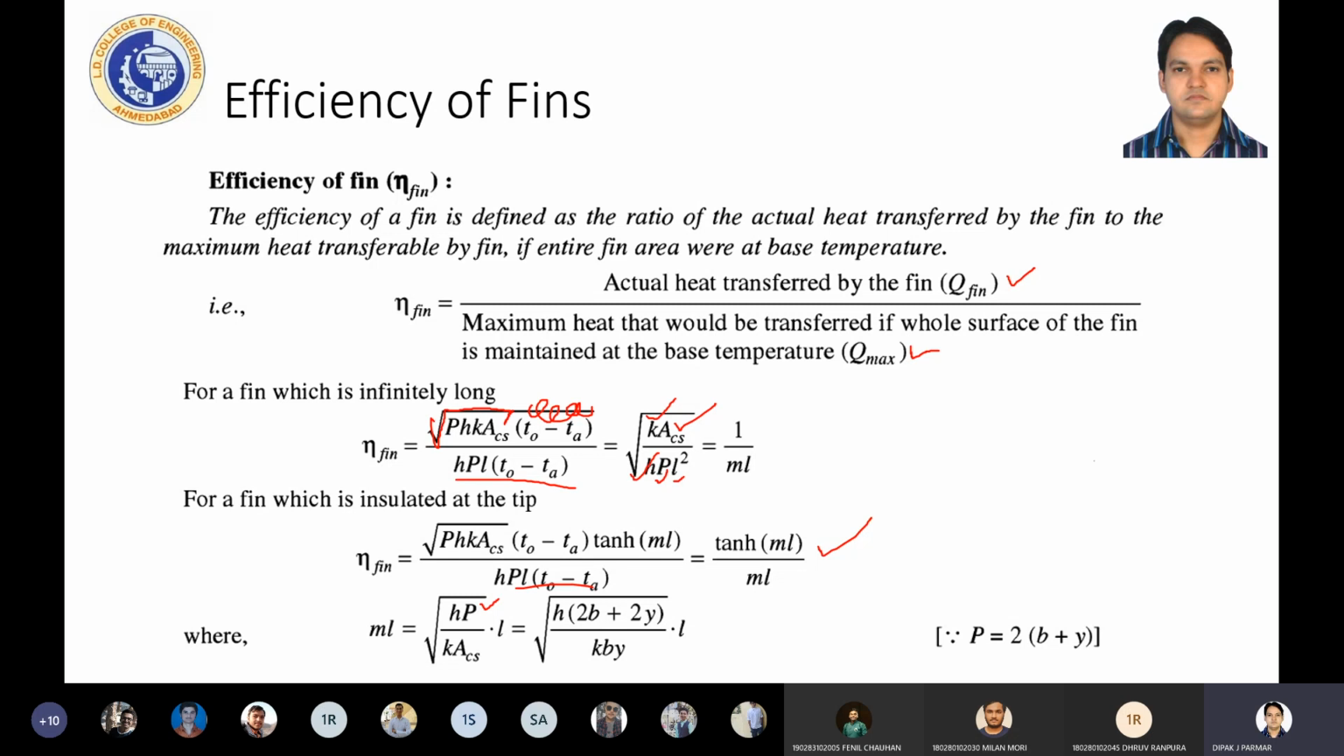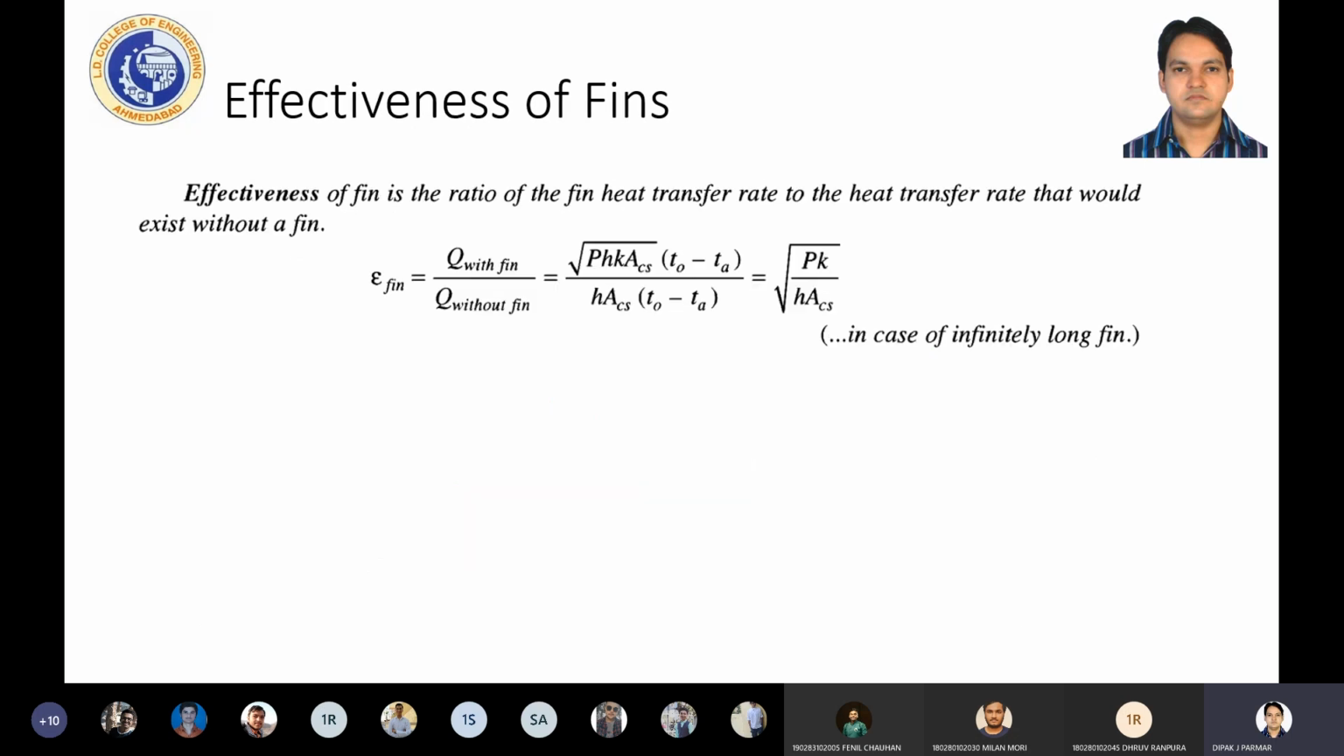So the one term which we have discussed is that once you are using the fin, our task is to calculate its efficiency. If it is more efficient, good enough. If not, then we have to think about an alternative way. So the second criterion to measure the performance of a fin is its effectiveness. What is effectiveness? The definition says that effectiveness of a fin is the ratio of fin heat transfer rate to the heat transfer rate that would exist without a fin. Meaning effectiveness is heat transfer with fin divided by heat transfer without fin.